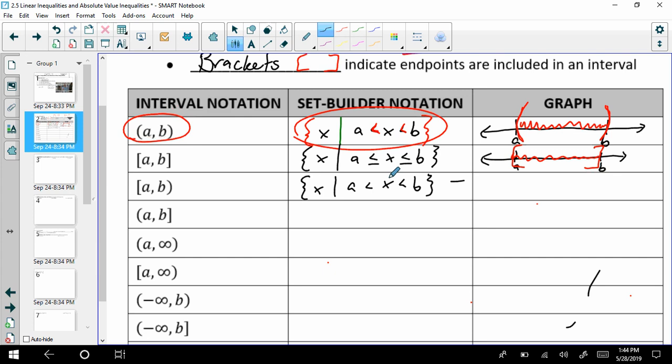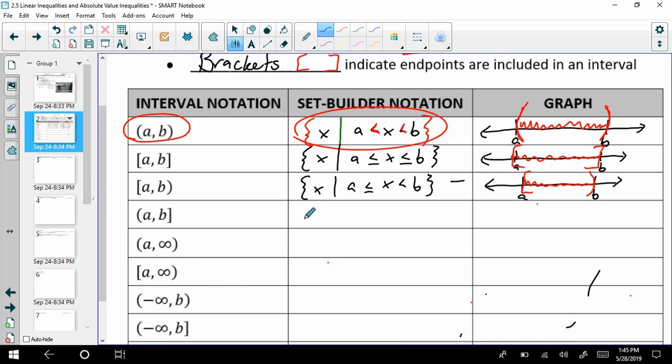Do I need equal to bars on anything? And you should say yes, just on the A. I can be equal to A, but not B. So if I graphed this, what I would see, same exact setup, I would include A, but a parenthesis on B, and then shade in between.